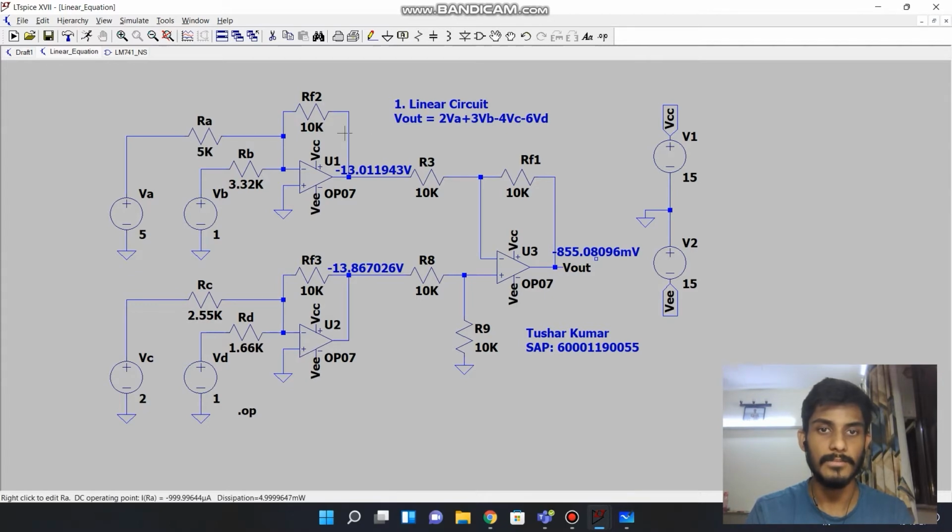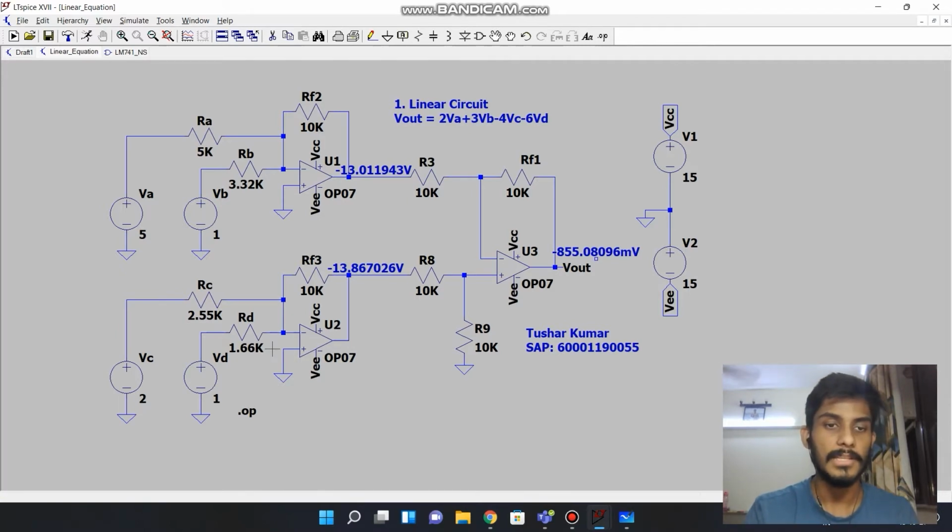Therefore, in order to adjust for the coefficients here, we are taking the appropriate resistor values. So 10 by 5 gives us 2. Therefore, the coefficient of Va is 2. And here for Vb, we are taking 10 by 3.3, which is approximately 3. And here we have 3 as the coefficient as well. Similarly, for Vc and Vd we have 2.55 kilo ohms and 1.66 kilo ohms.